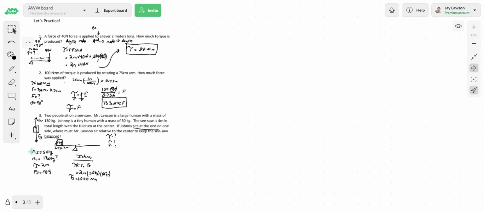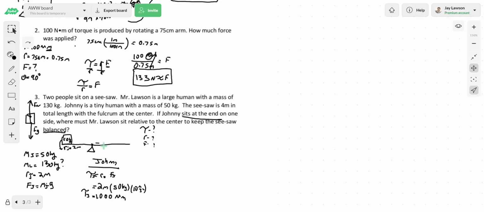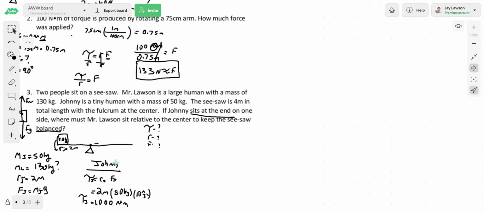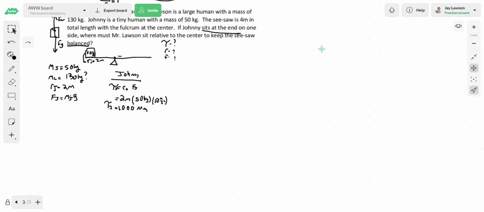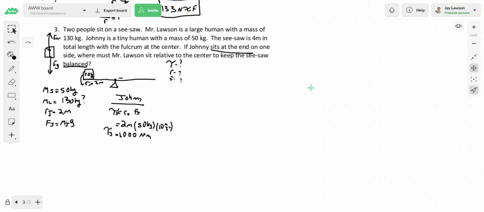It's in equilibrium, meaning in terms of net torque, it must be zero, just like net forces. If the net force is 0, then it's in equilibrium, right? Well, if the net torque is 0, then it's in equilibrium. So these are acting in opposite directions, right? I have John over here that's trying to induce rotation counterclockwise, and I have Mr. Lawson on the right side that's trying to induce rotation in a clockwise manner.